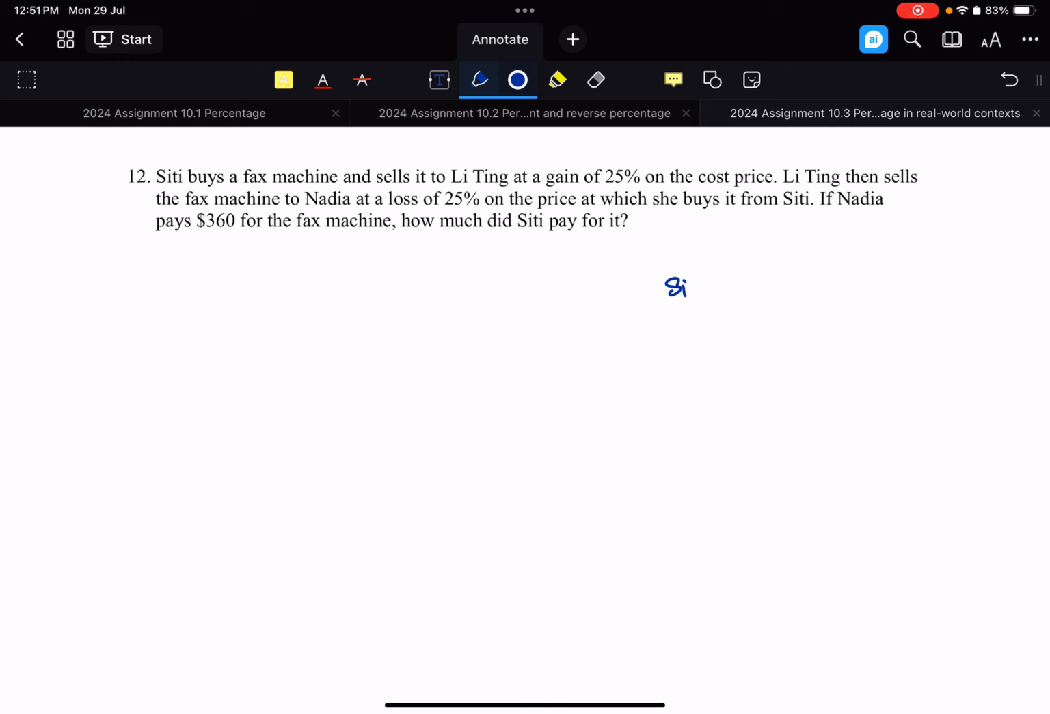So to help us visualize, we can see this, right? This is from CT to Li-Ting to Nadia, right? And then what happened? Nadia pays $360, right? So over here is a gain of 25%. Over here is a loss of 25%. So what does this mean? This means that to find how much CT actually pays, we need to start by finding how much Li-Ting actually pays and sells for, right? And that will be actually 25% less than what Nadia paid.